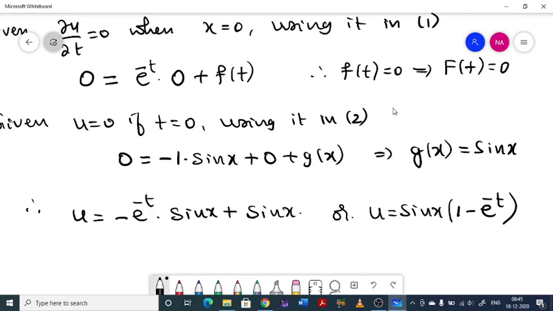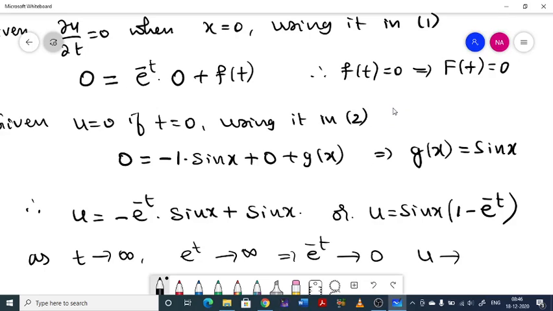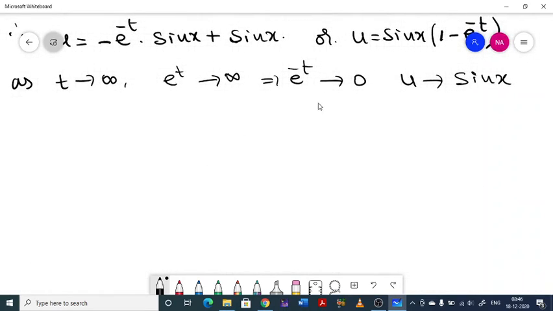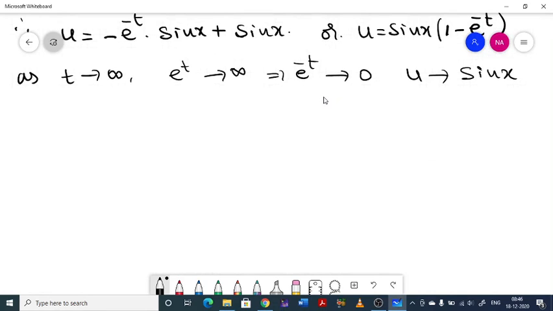Now as t tends to infinity, e power t tends to infinity, so e power minus t tends to 0. So u must tend to sin x into 1 minus 0, that is sin x. So u tends to sin x as t tends to infinity. That completes the solution of that PDE.